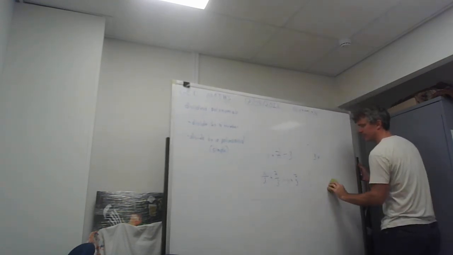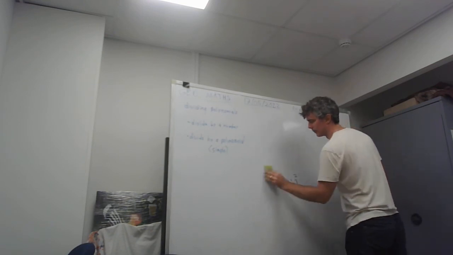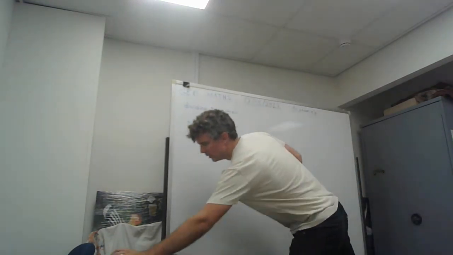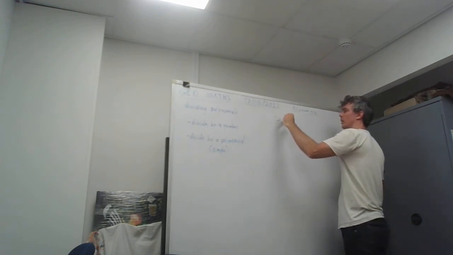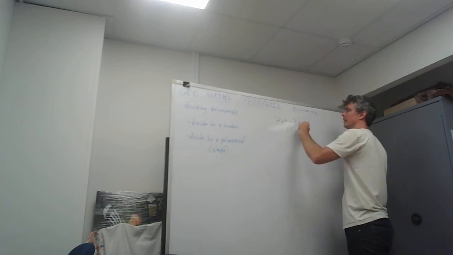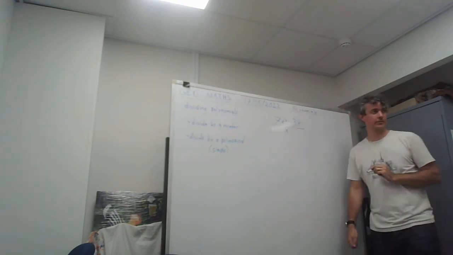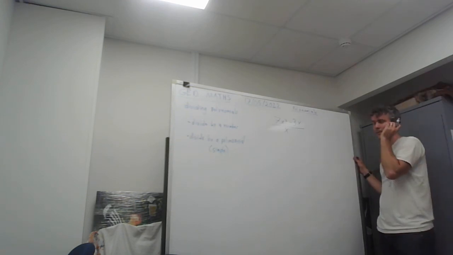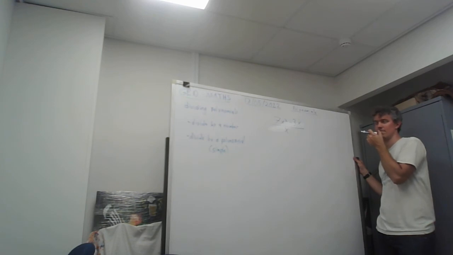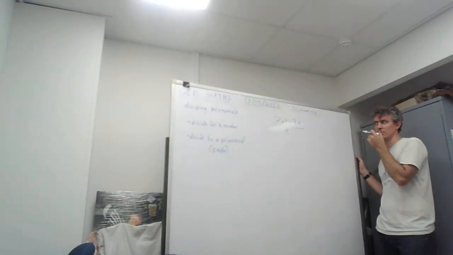So now, what if you're dividing by more than a number? What if we have 7x squared minus 3x divided by 7x? Distribute the division in there. It is 7x minus 3.